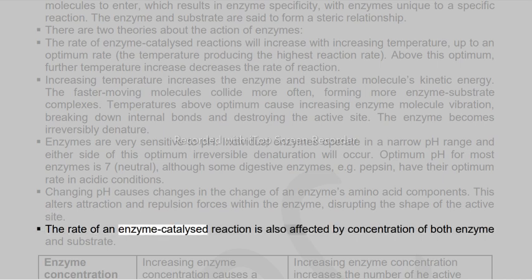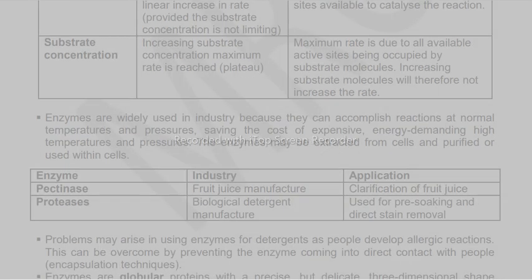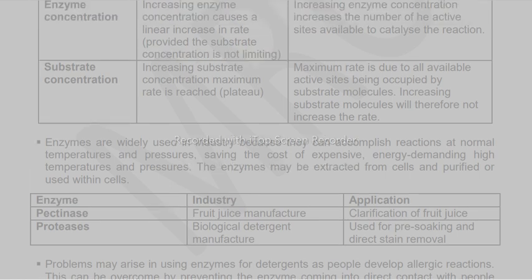The rate of an enzyme-catalyzed reaction is also affected by concentration of both enzyme and substrate. Enzyme concentration. Increasing enzyme concentration causes a linear increase in rate, provided the substrate concentration is not limiting. Increasing enzyme concentration increases the number of active sites available to catalyze the reaction. Substrate concentration. Increasing substrate concentration increases rate until a maximum rate is reached, the plateau. Maximum rate is due to all available active sites being occupied by substrate molecules. Increasing substrate molecules will therefore not increase the rate.